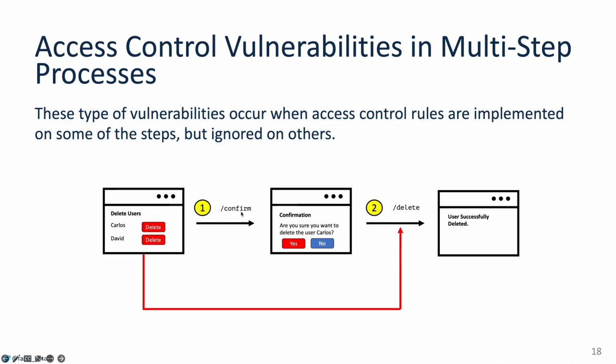We verify that all the access control rules have been implemented on each step of the multi-step process, because attackers are not going to follow the exact sequence of steps. They're going to see if you didn't put certain access control rules on some of the steps because you assumed that a user would have to follow the intended sequence of steps. And that's essentially what access control vulnerabilities in multi-step processes is.